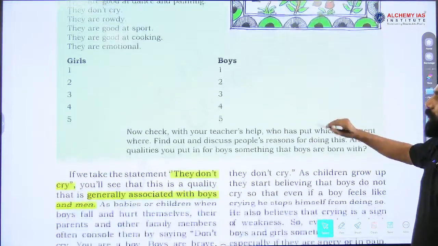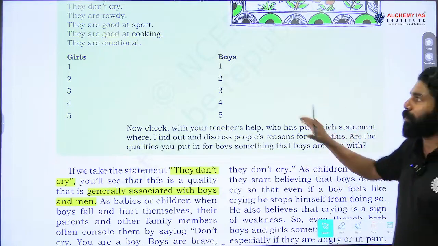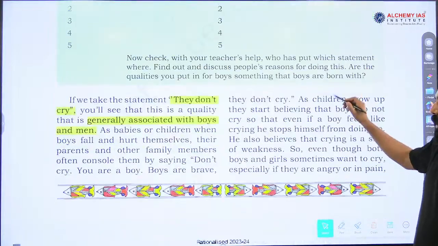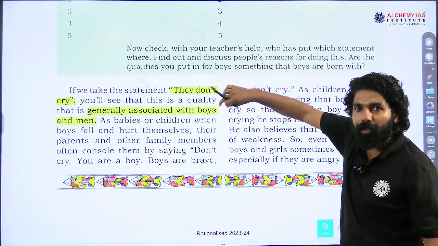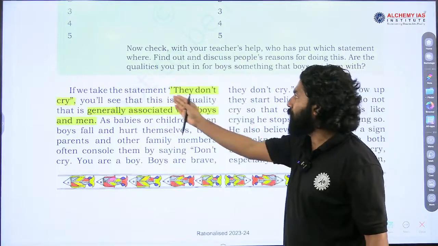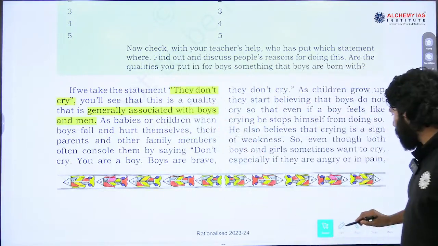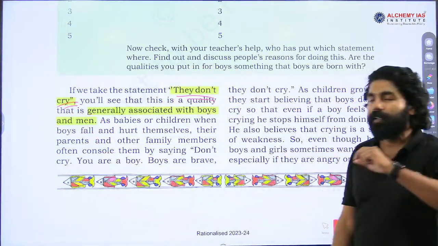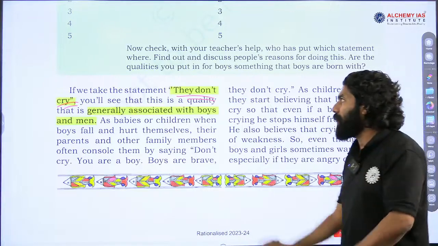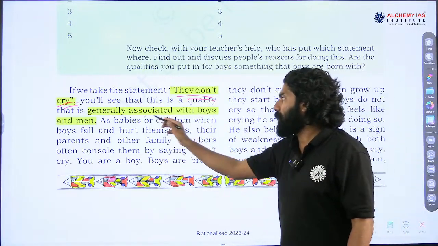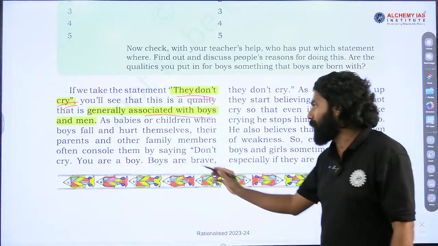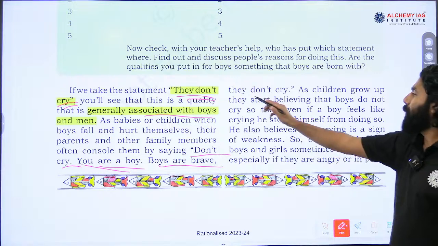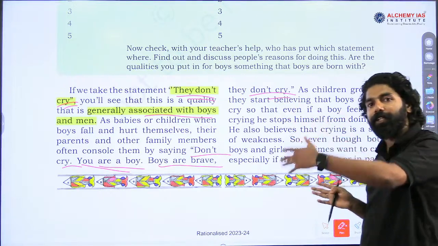So this is how this chapter explains in this box the stereotype that we create towards the two genders, girls and boys. They also explain the same issue with an example they have given here: they don't cry. This is an example of a stereotype that we create towards boys, that boys should not cry. Generally these are the things associated with boys. Don't cry because you are a boy, boys are brave, they don't cry. This kind of condition will be there.